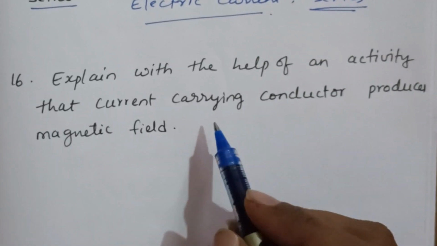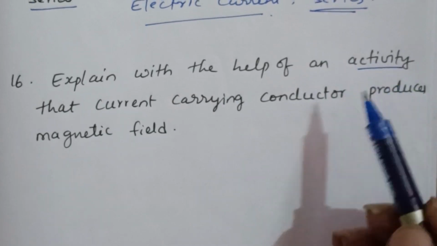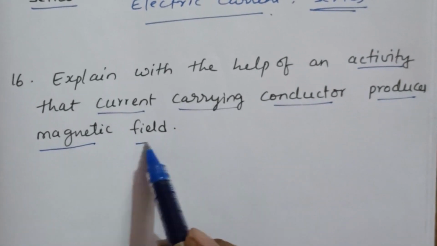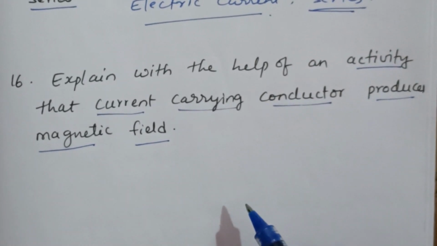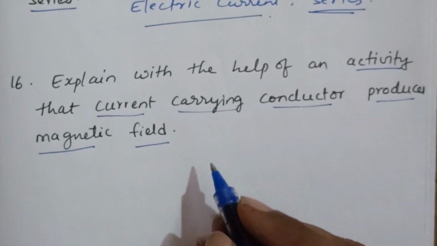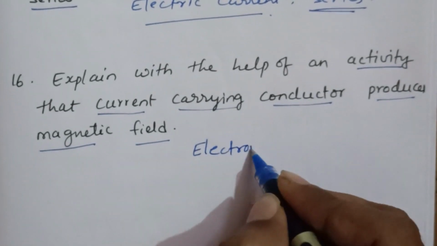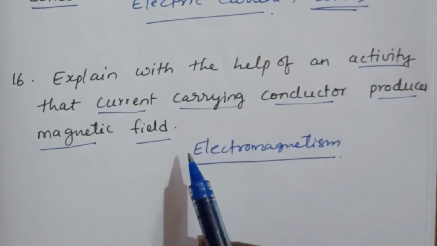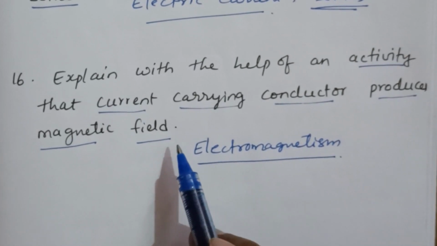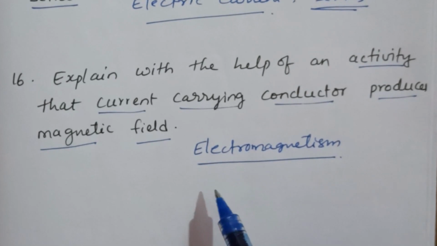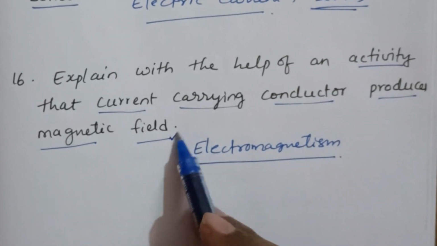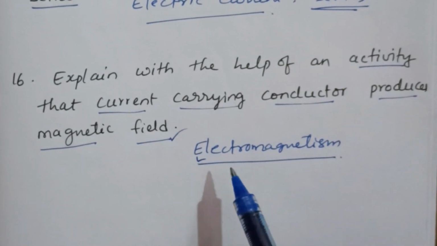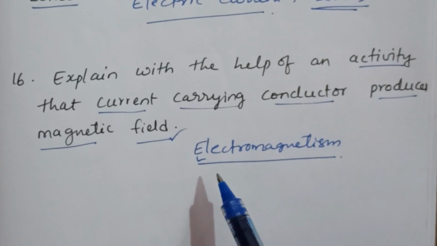Next question, another 8 mark question. Explain with the help of an activity that a current carrying conductor or current carrying wire produces a magnetic field. This is from the lesson electromagnetism. This video I already did. It is available in our channel. The question is Oersted experiment, a current carrying wire produces a magnetic field. That link I will provide you in the description; once you go through it.